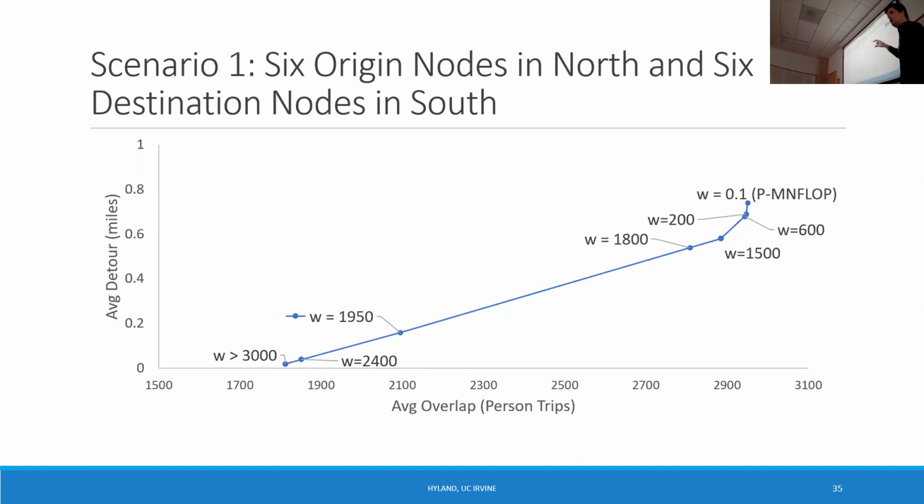Usually when you get these Pareto frontiers, there's some useful information. Obviously, the elbow here tells you something. Moving from 0.1 all the way to 600 doesn't provide you much benefit at all in terms of changing overlap, whereas you get a direct decrease in average detour.